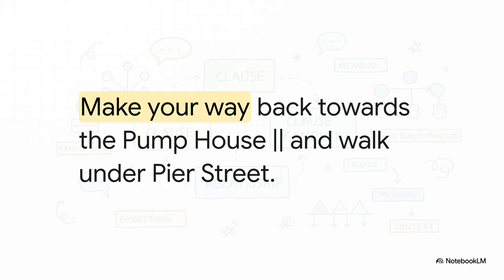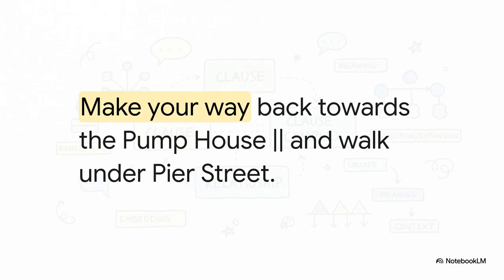You see, texts aren't just random buckets of isolated clauses. Honestly, it's better to think of a text like a bustling city grid, where clauses are dynamically chained together. Let's look at a real-world excerpt from a Chinese gardens walking tour. Make your way back towards the pump house. Okay, that's one clause. And walk under Pierce Street to the southern end of Darling Harbor.